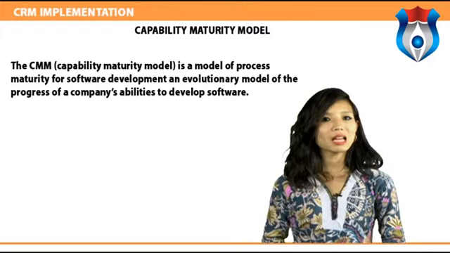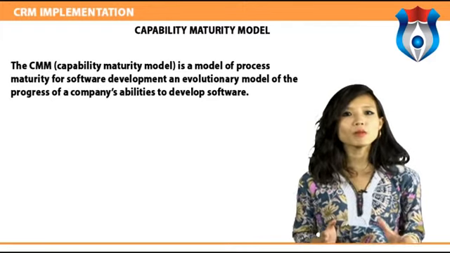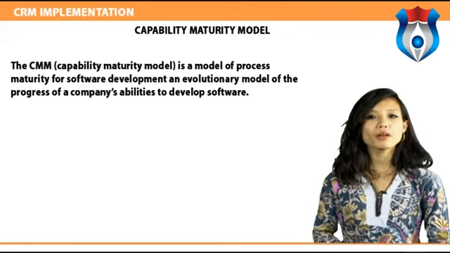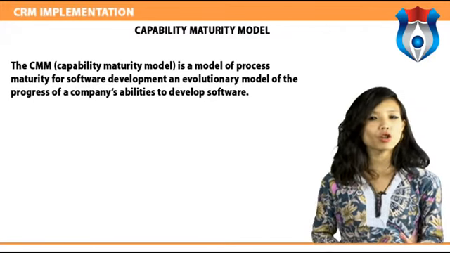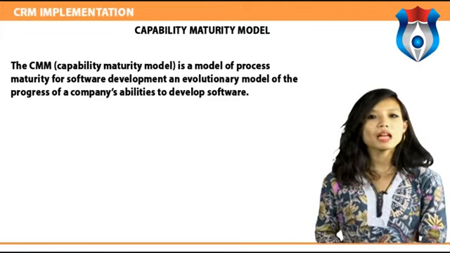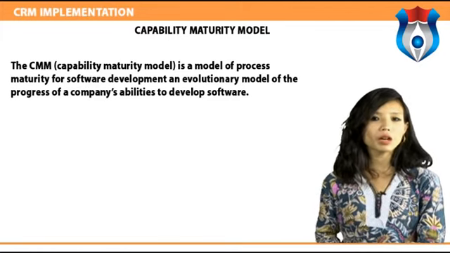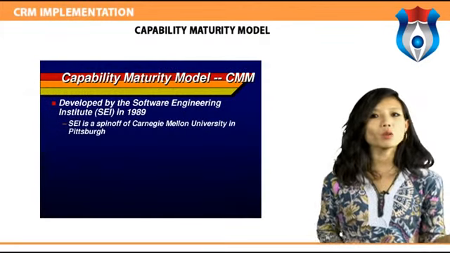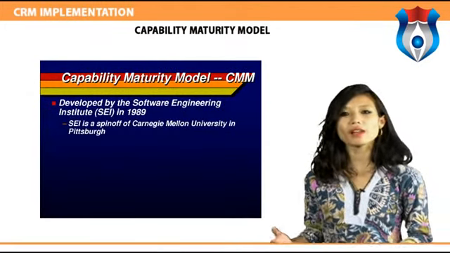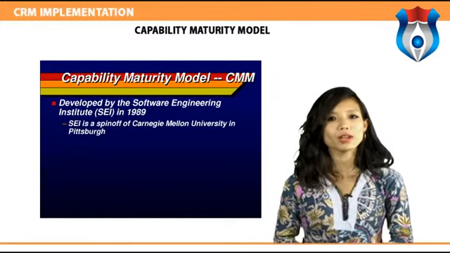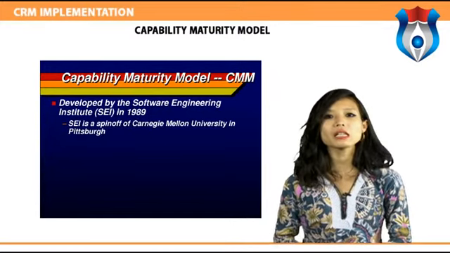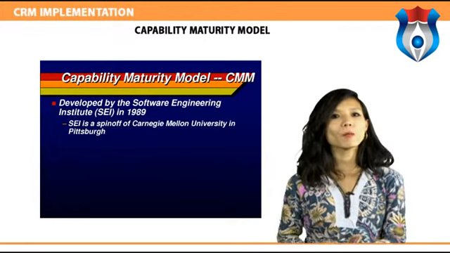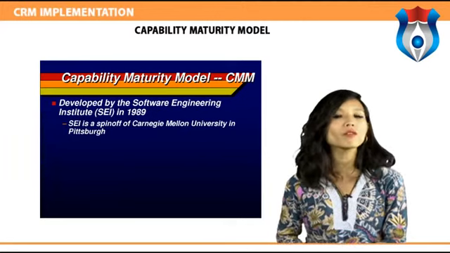Let us now understand the CMM, Capability Maturity Model. The CMM is a model of process maturity for software development and an evolutionary model of the process of a company's abilities to develop software. Development of this model was necessary to evaluate software providers and their abilities to manage large projects. Many companies had been completing their projects with significant overruns in schedule and budget. The development and application of CMM helps to solve this problem.